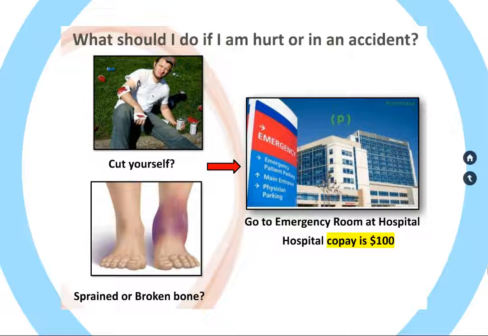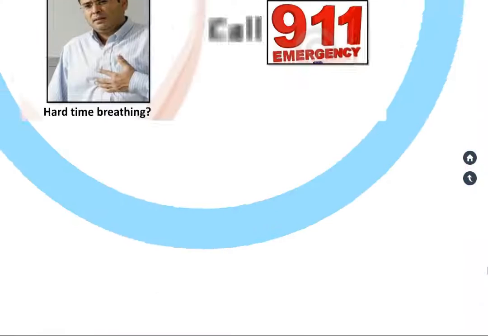What do you do if you are hurt or if you have been in an accident? If you cut yourself and you cannot stop the bleeding, or if you fell down and you're not sure if you have sprained or broken a bone, this is when you will need to go to the emergency room at the hospital. The reason we encourage you to make an appointment or go to an urgent care for a minor problem is because your copay at the hospital is $100, and that's per visit.